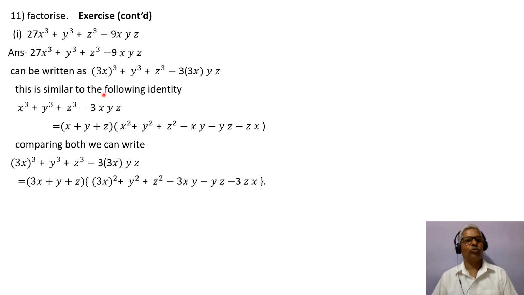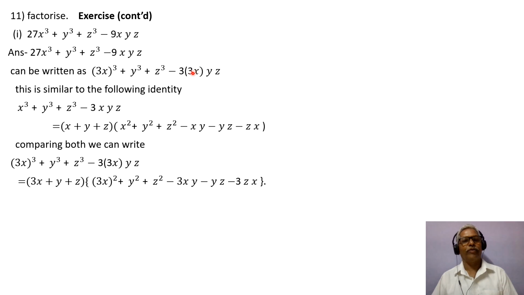This is similar to the following identity, x cube plus y cube plus z cube minus 3xyz equals (x plus y plus z) in one bracket and another bracket (x square plus y square plus z square minus xy minus yz minus zx), bracket complete.